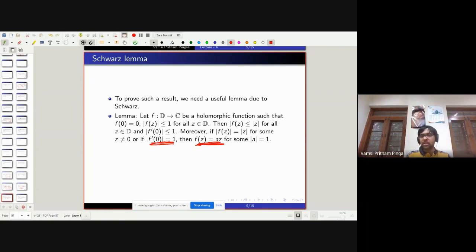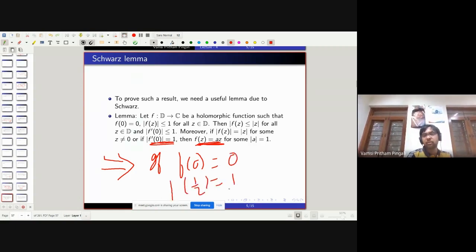So the Schwarz lemma is saying something very strong. It implies, for example, that if f of 0 is 0, and let's say f of half is half, that means f of z is z, right? It's the identity map. So if it's fixing 2 points, it has already become the identity, right? How do you explain this phenomenon?